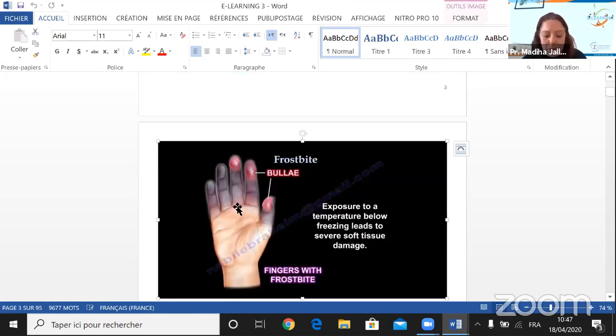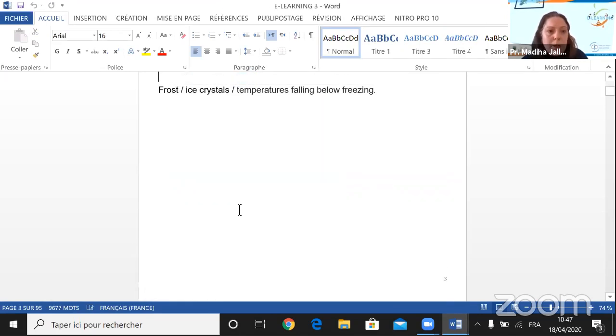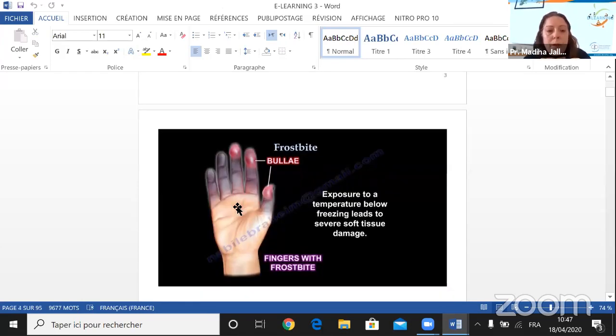So here I wrote frostbite. Frost means ice crystals, so ice and temperatures falling below freezing. Here you see a hand affected by frostbite. There is exposure to temperatures below freezing, which can lead to severe soft tissue damage.